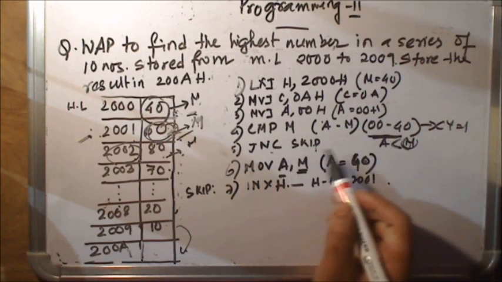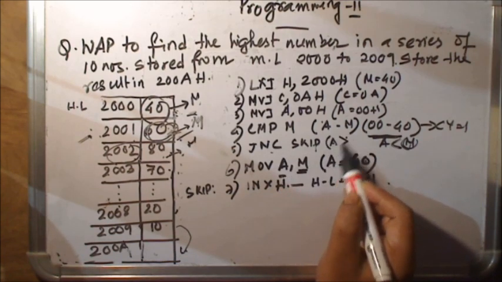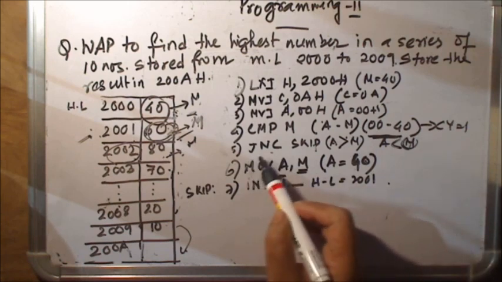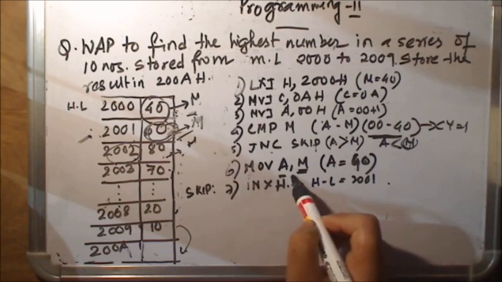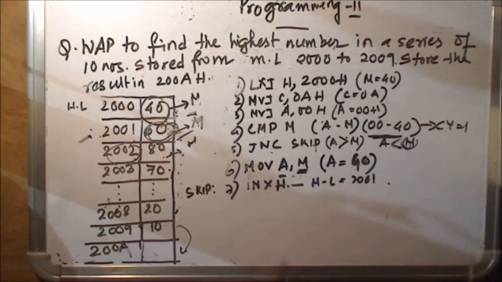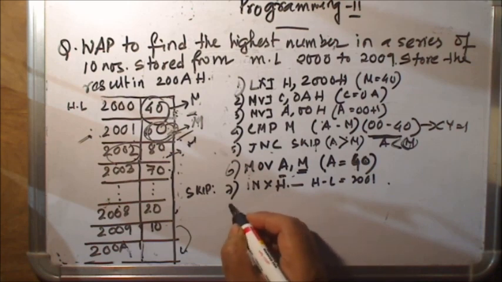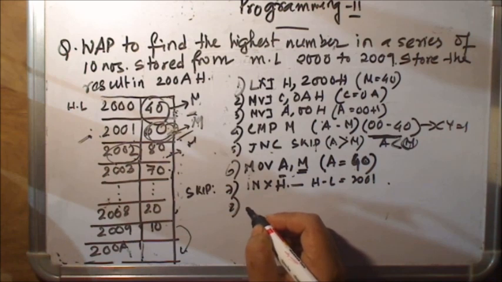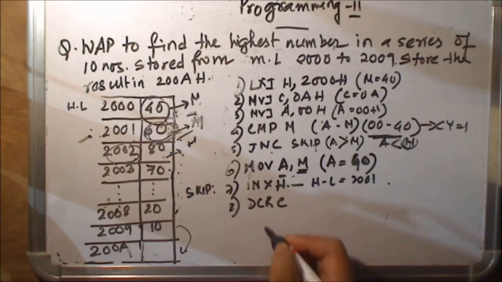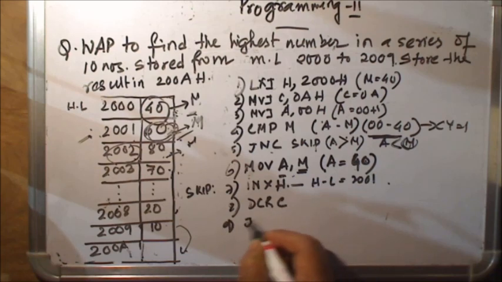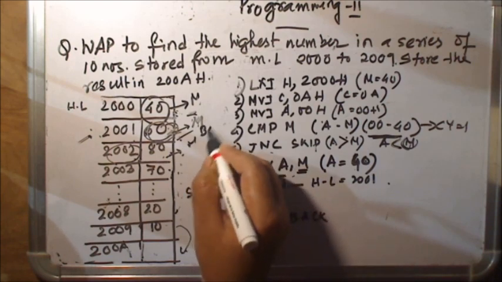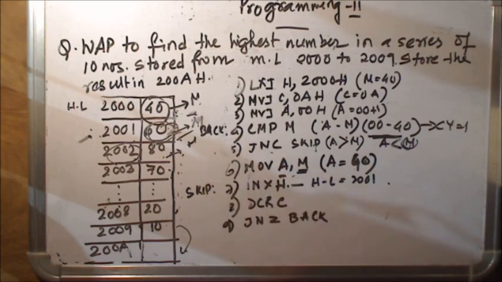Carry will not be generated when A is greater than M, but here A is less than M, so this condition will be false, so it will go here. MOV A, M, A will be now 40, then INX H, so it will be 2001. One comparison is over, so we will decrement the count: DCR C, then JNZ back. What is our back? In the comparison part. This is our back.